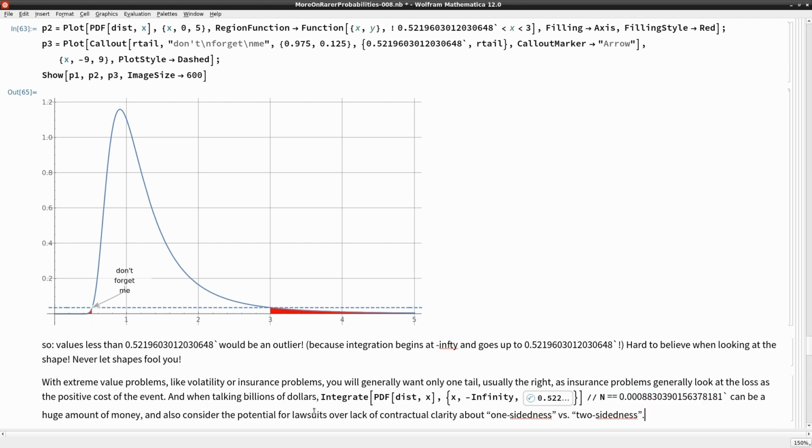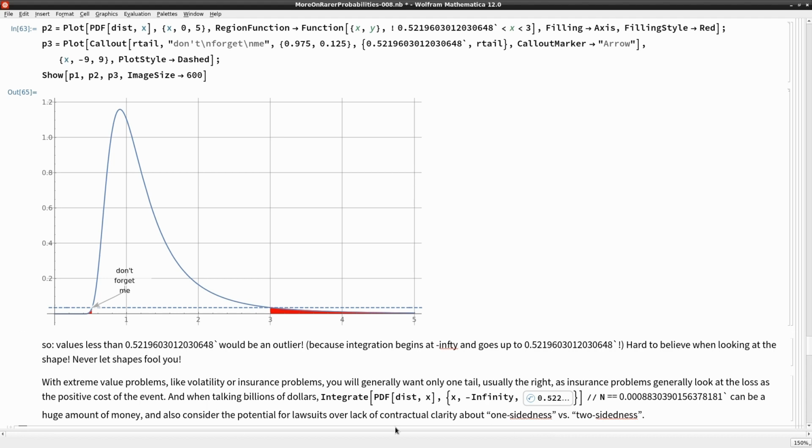Okay, yes, and keep in mind that there can be huge lawsuits over lack of contractual clarity. Are people talking about really both sides, or is it assumed that it has to be one side because it's a large tail distribution, a large right tail that we have in this case? So definitely make sure, if you are involved in contract negotiations, that this is required. We have two tails even in non-symmetric distributions.